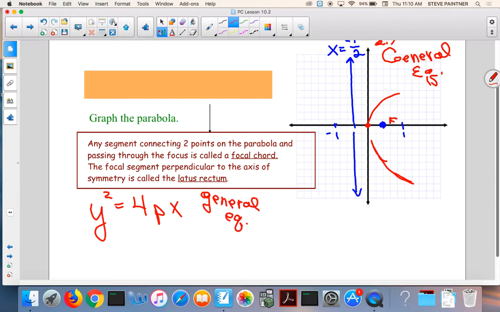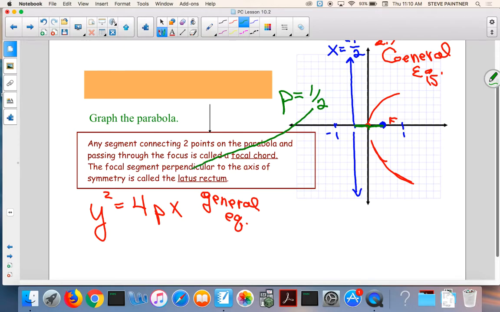Okay. So now, remember what they wanted you to do? Write the equation. Well, if you're going to write the equation, you need everything here. You need this number, p. What is p in this case? Okay, p is the distance from the vertex to the focus and the vertex to the directrix. How far is that? Yeah, that's 1/2, isn't it? So in this case, p is 1/2.